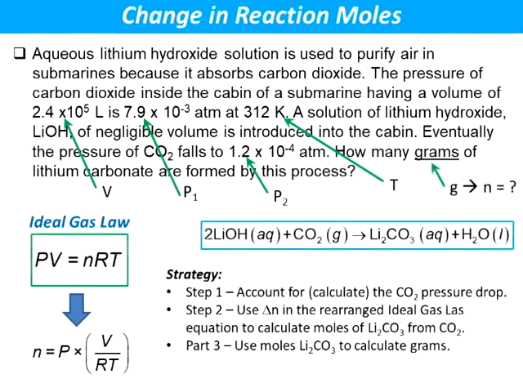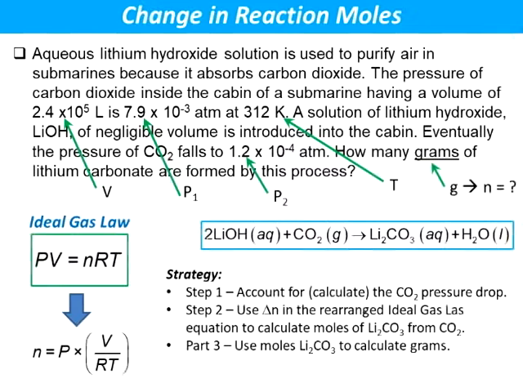So here's my strategy. Step 1. Account for, that is, calculate the CO2 pressure drop, because we note that there was a change in pressure. There's a P1 and there's a P2. So anytime in an ideal gas law problem where you have two pressures, you must account for that pressure drop by taking the delta. And we'll show you how to do that.